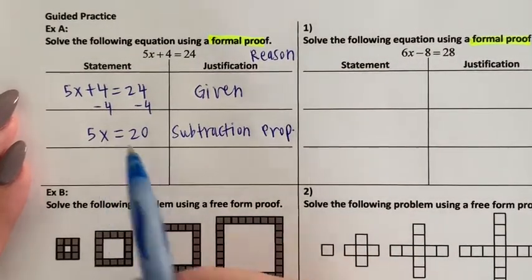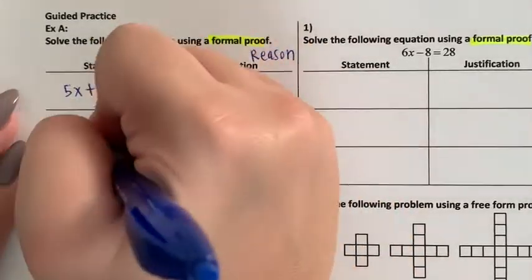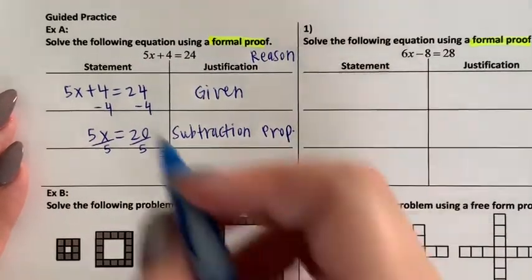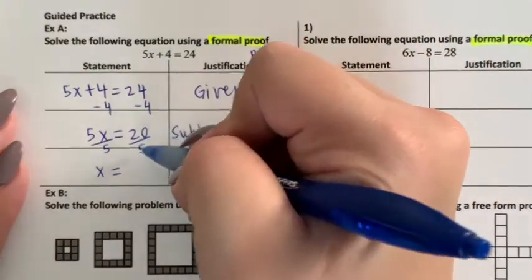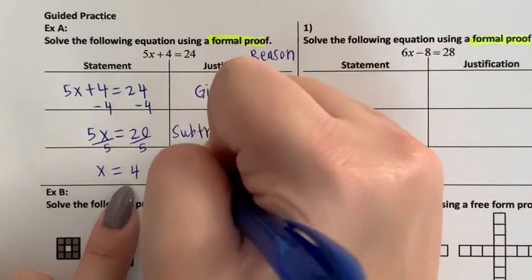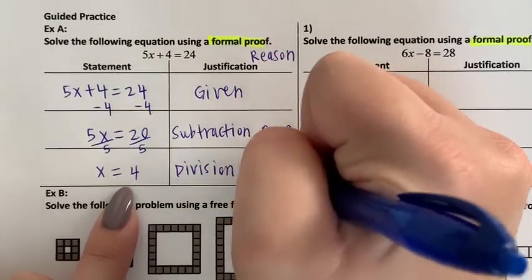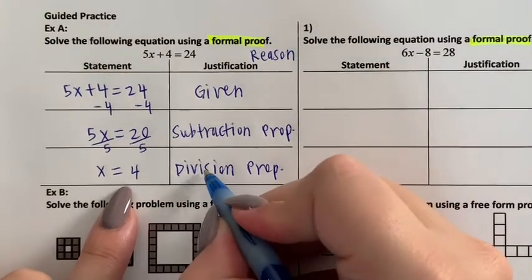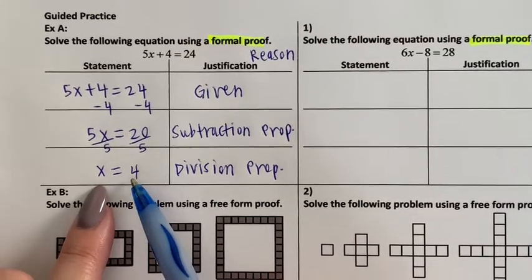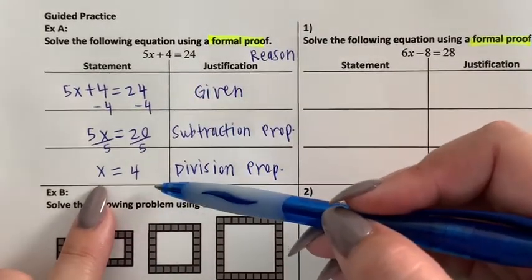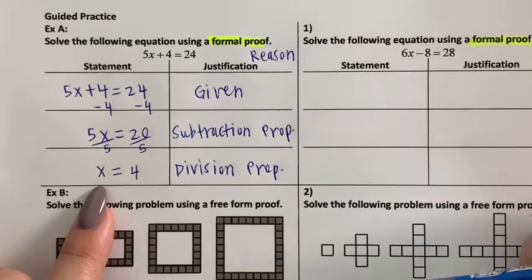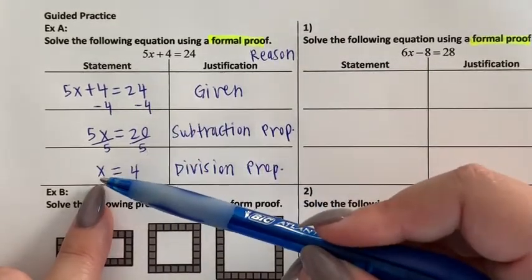Now I'm still trying to get x by itself, and this is 5 times x, so I need to do the inverse of multiplication, which is division. I need to divide both sides by 5. So I'm left with x equals, and 20 divided by 5 is 4. So this reason is called the division property. And again, I'm just going to abbreviate division prop, but all we did here was divide by 5. And then we proved that x equals 4, and we're used to working out our equations like this. The new piece is that in this two-column proof format, we are giving the reason. What is the name of the property that allows us to do these steps to find x?